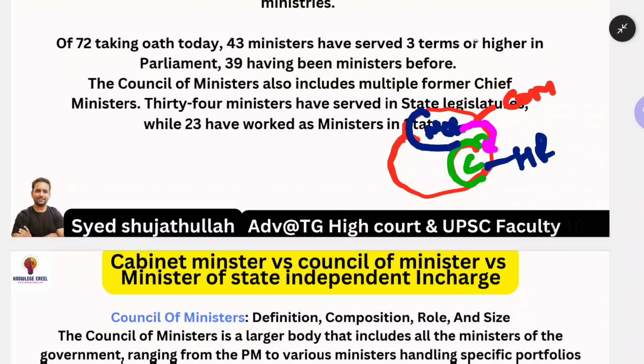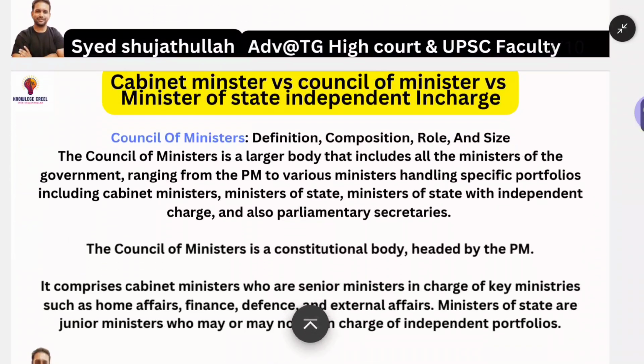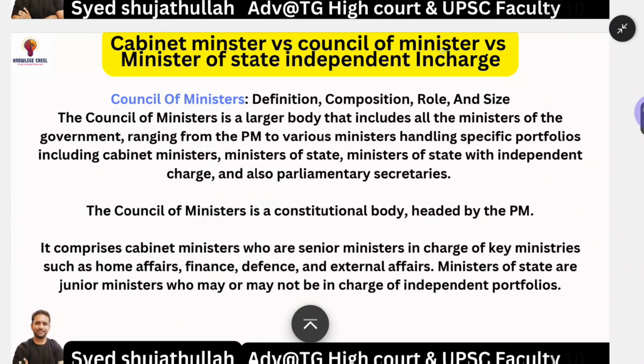This is an interlink here. Whereas the Minister of State for Independent Charge has independent charge. They don't have to report to the Cabinet Minister. That's all about it. I will discuss more detail in a bit, but this is how you have to understand. Let us now learn about the Council of Ministers: the definition, composition, role and size.